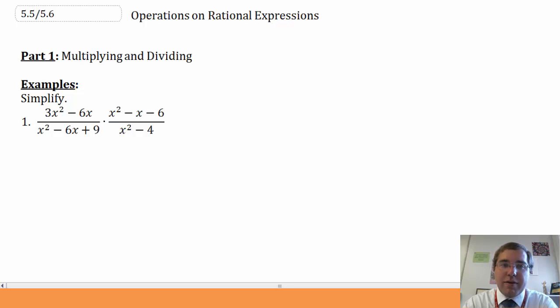This section is 5.5 and 5.6 of Honors Algebra 2, Operations on Rational Expressions. By operations, I mean multiplication, division, addition, and subtraction. We're going to start with multiplying and dividing rational expressions.